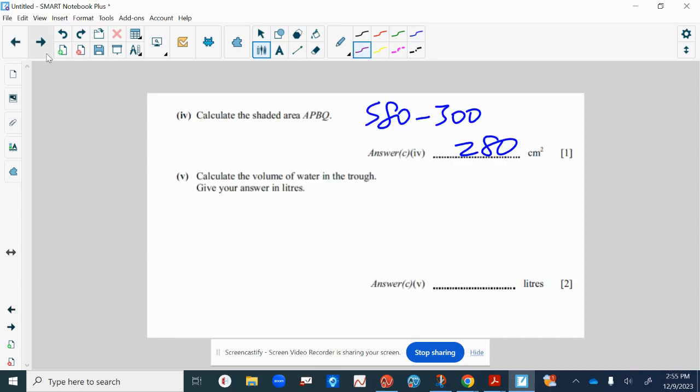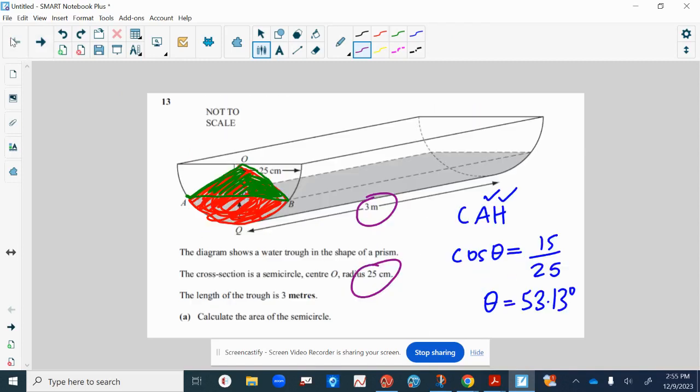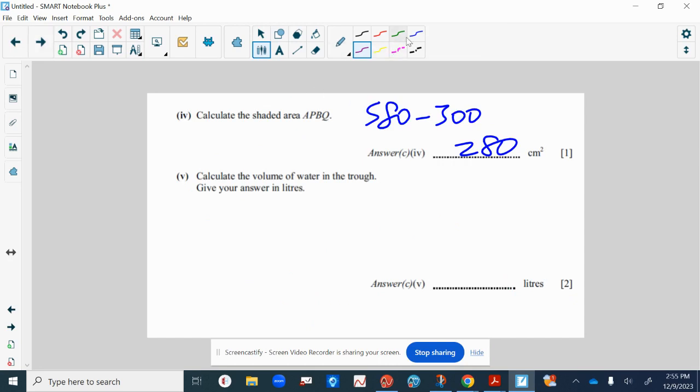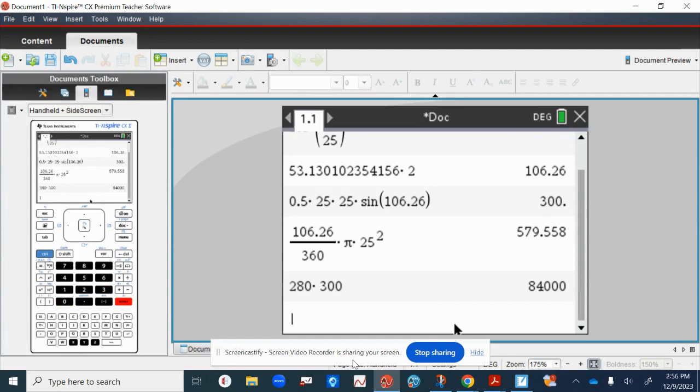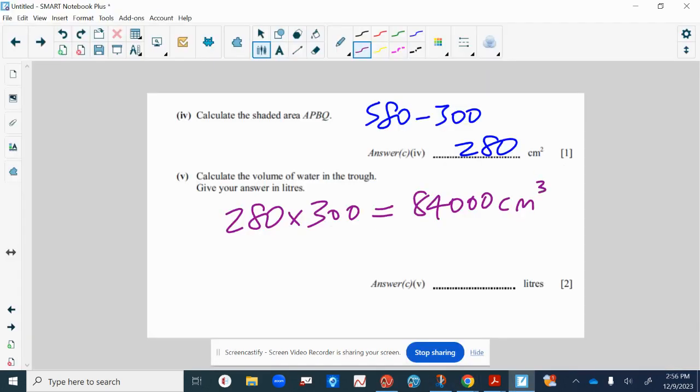Right, first of all then, let us convert it to centimeters, and then we'll deal with the meters after that, because everything's got to be in the same units. So 3 meters is 300 centimeters. So it would be what we've just worked out there, 280 times by 300. So it's 84,000 centimeters cubed. And then you've got to recall that in 1 liter, it is 1,000 centimeters cubed. So it would be 84 liters.